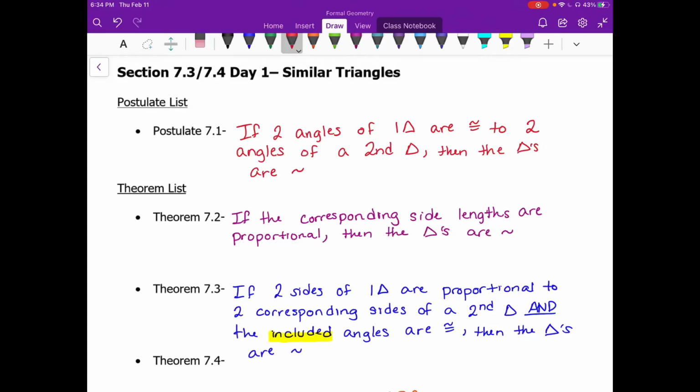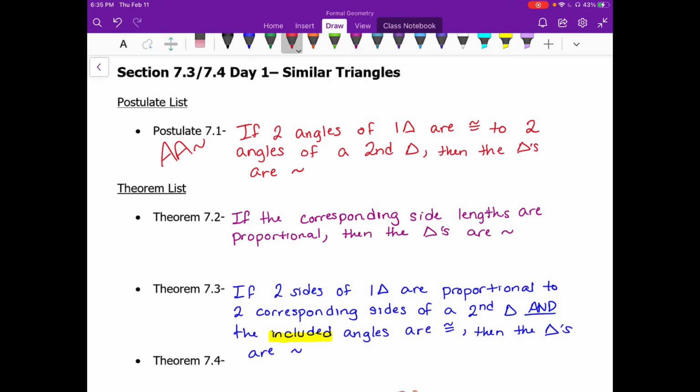Hello everyone and welcome to section 7.3 and 7.4 day 1, which is on similar triangles. So let's start off with a couple of postulates and theorems. Our first postulate says that if two angles of one triangle are congruent to two angles of a second triangle, then those triangles are similar. This is also called angle-angle similarity or AA similarity.